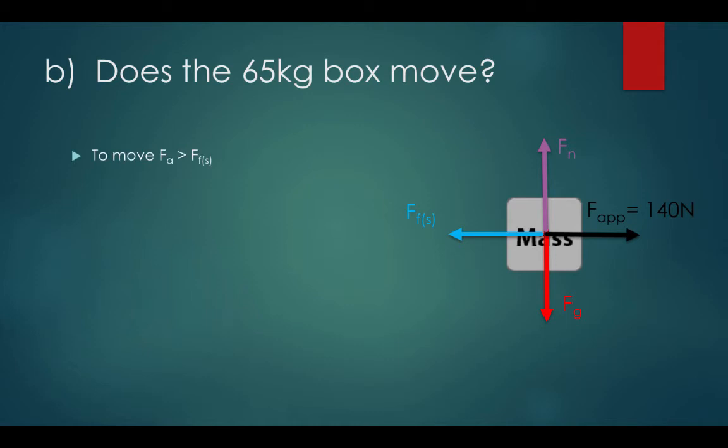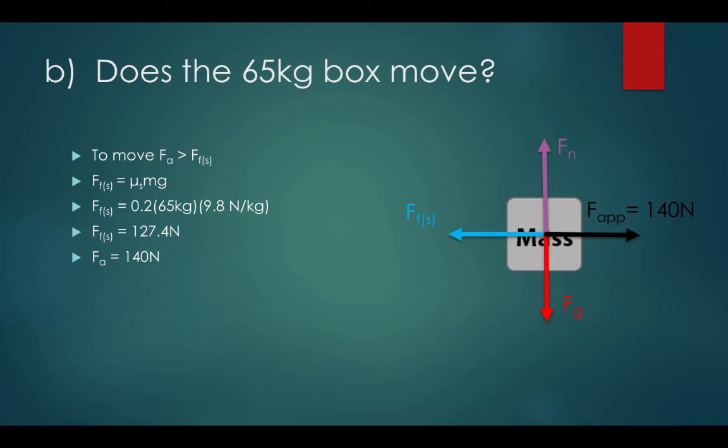Remember, for the box to move, applied force must be greater than static friction force. Static friction force is mu sub s times mg. Static friction force equals 0.2 times 65 kilograms times 9.8 newtons per kilogram. Notice how the kilograms cancel out. Static friction force is 127.4 newtons. Remember, applied force was 140 newtons. Since the applied force is greater than the static friction force, the box will move.